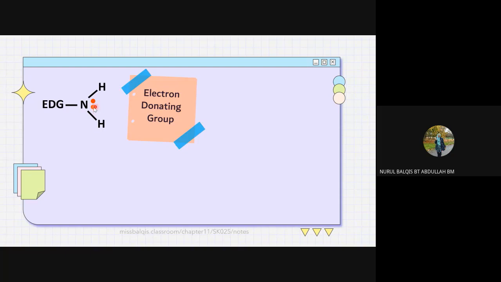What will happen if electron donating group directly attached to the nitrogen with this lone pair? What will happen to the electron density on this nitrogen? Will they increase or decrease? Increase.